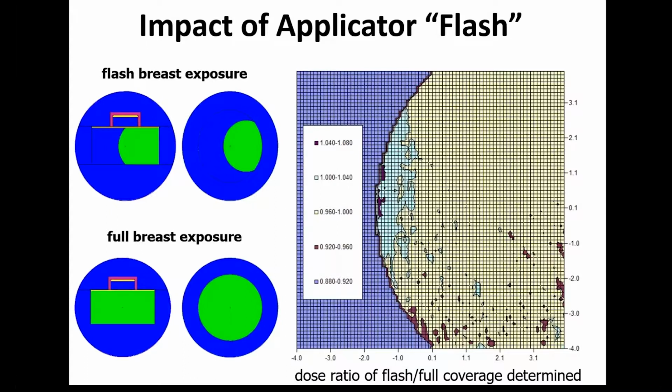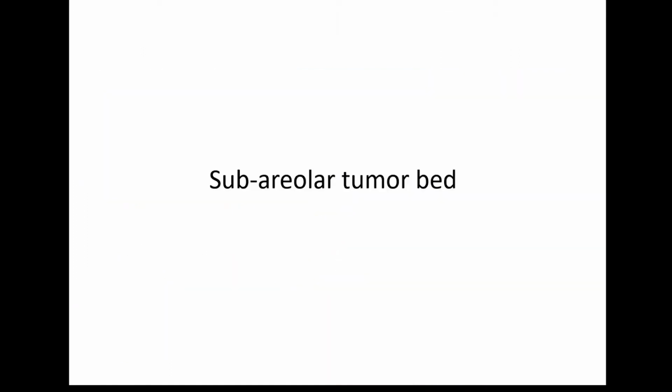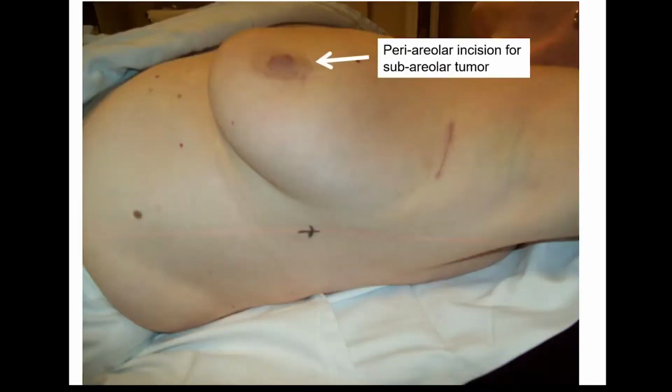We did a lot of modeling with Monte Carlo to convince ourselves that, in fact, a high degree of homogeneity was still maintained as we flashed the applicator across the surface. And so we began to apply this clinically. And this is an example of a subareolar tumor bed. Next slide. And you can see on this image, there's a periareolar incision, and this tumor sat just below the nipple here.